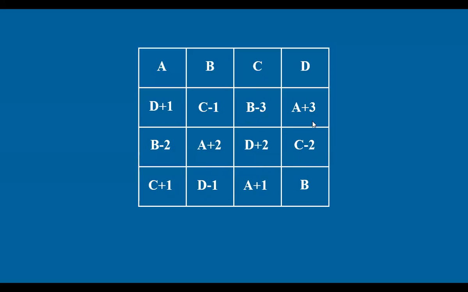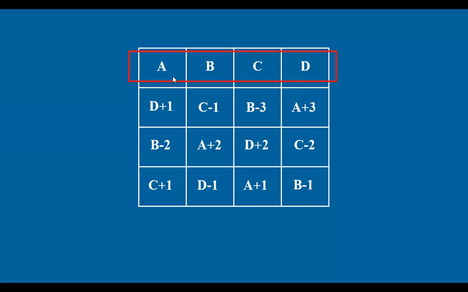Similarly, the fourth column, plus 3 minus 2. That means I'll subtract 1 here. So what happens? Minus 1, minus 1, minus 2, minus 3. This is plus 3. So the total in this column is not affected. So what we have done is A, B, C, D.